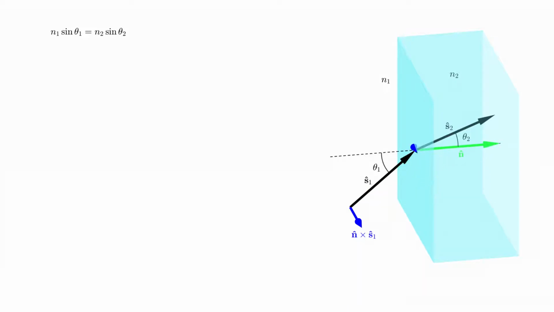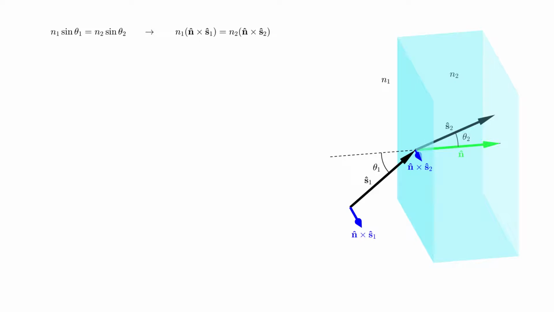Analogously, the cross product between n hat and s2 hat has a magnitude equal to the sine of the angle of refraction, theta 2. We can also see that both cross products point in the same direction, as determined by the right-hand rule, and we can safely state that the following equality must hold. We have thereby already found a vector form of Snell's law.